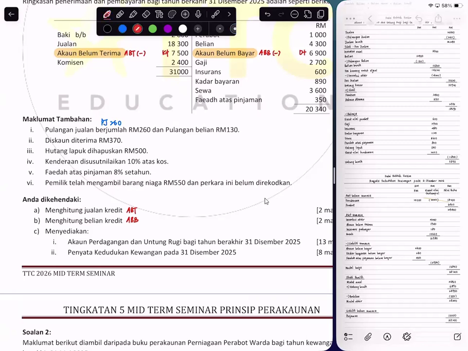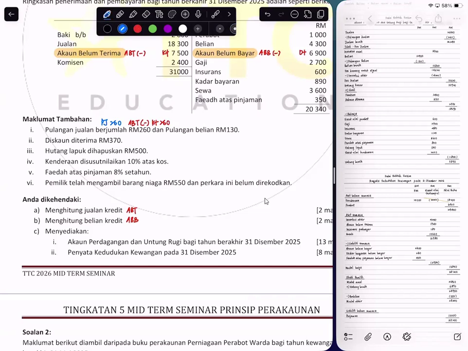Pulangan jalan should pair with ABT. And after returning the item from the customer, your ABT, the amount that you're going to receive back, is getting less. So it will be credit, because ABT minus is credit, credit by 260.